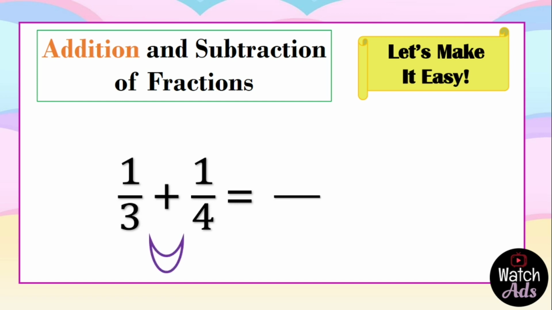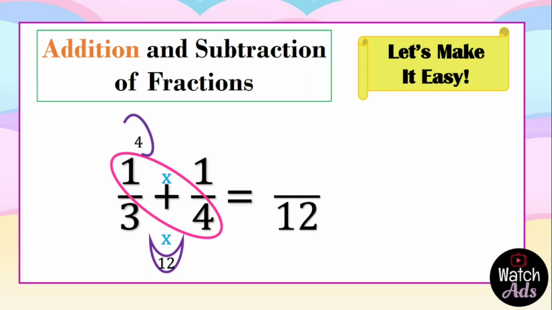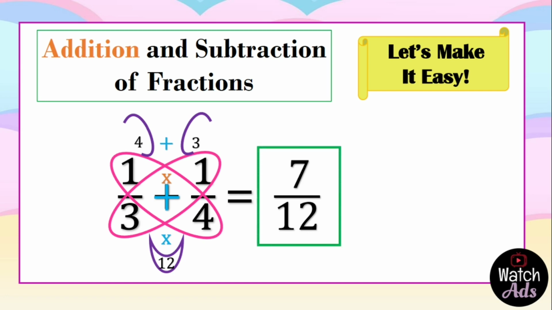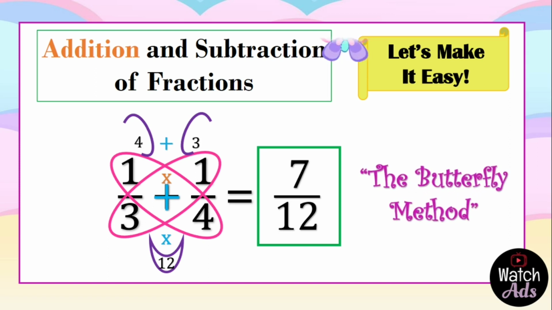First, we multiply the denominators 3 and 4. It gives us 12. Then we multiply 1 and 4. It gives us 4. Multiply 1 and 3. It gives us 3. Since our process is addition, we add 4 and 3. That gives us 7. Now we assess if 7/12 is already in the lowest term, and it is in the lowest term, therefore it is our final answer. This process is what we call the butterfly method.